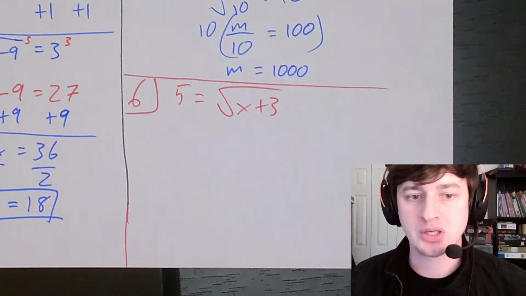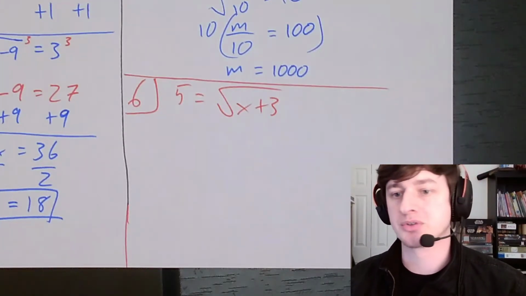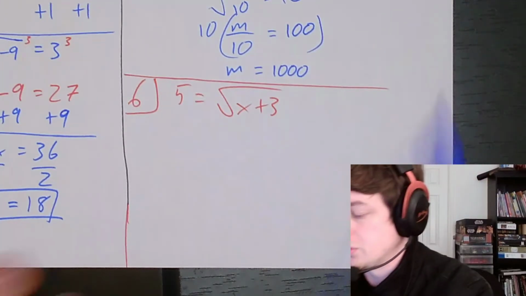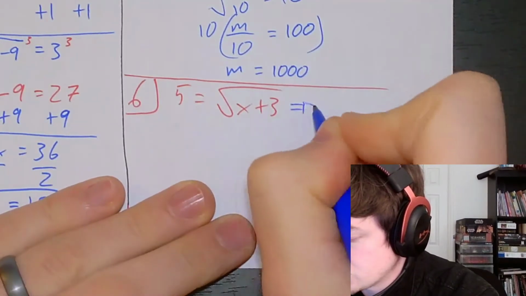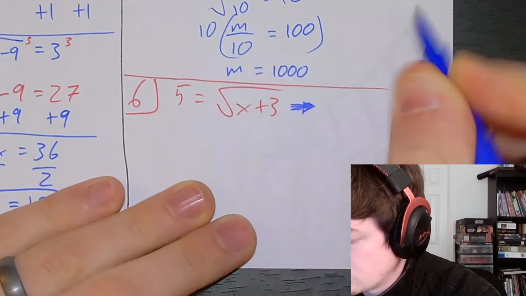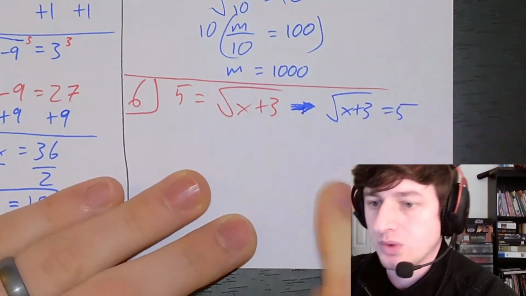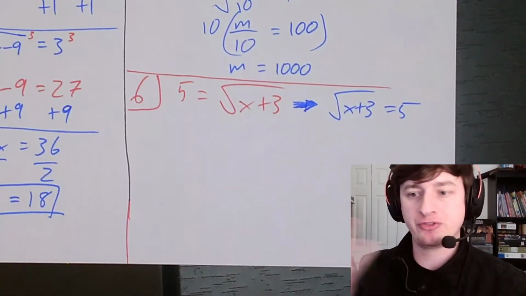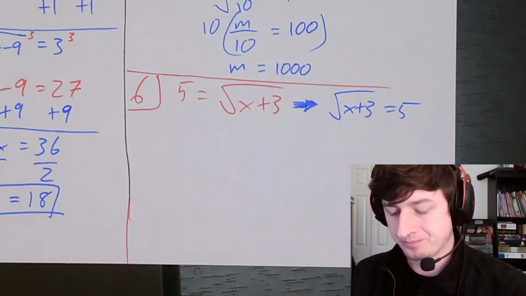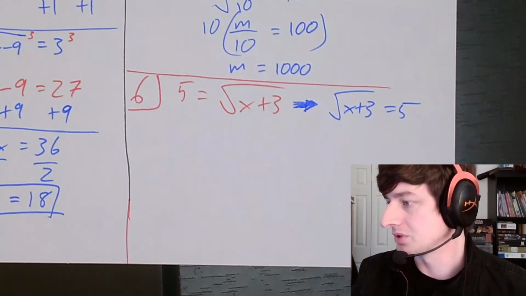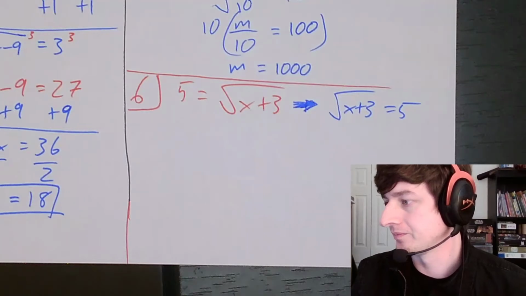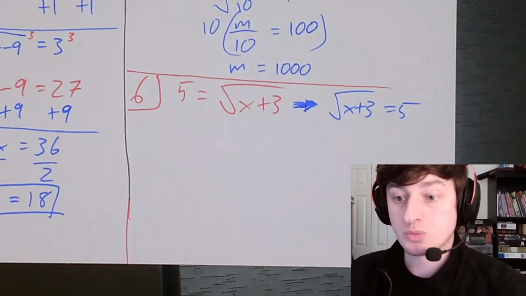It doesn't actually change what we're doing with the problem. We still need to square both sides. This is equivalent to if we just switched the square root and the 5. So x plus 3 equals 5. You could write those either way, right? We have an equal sign, so we can flip what's on each side of the equal sign. Okay? So you can work out either of these problems.